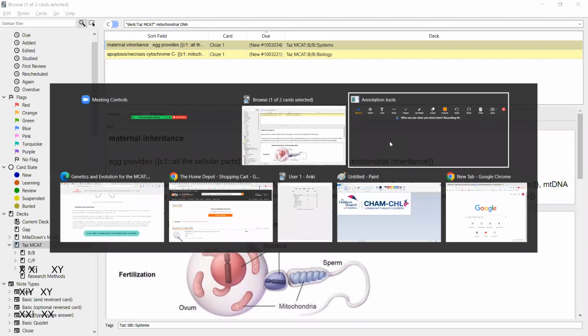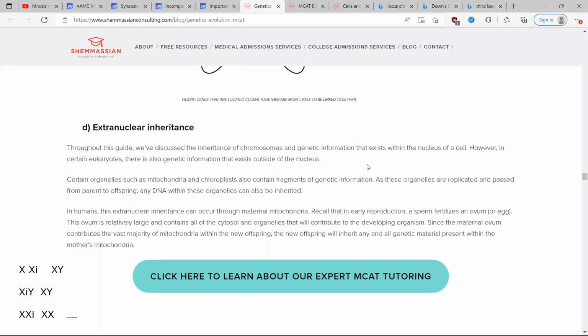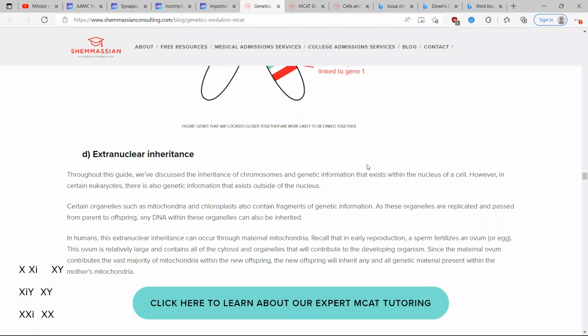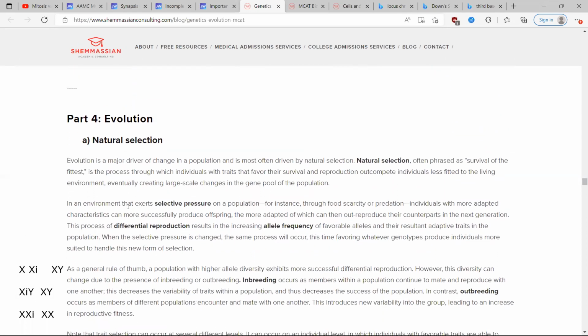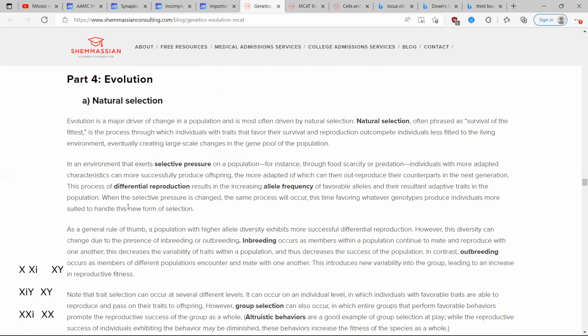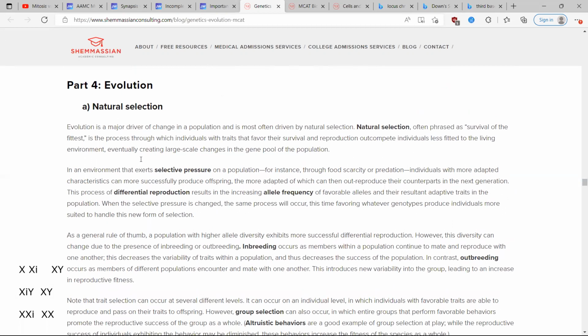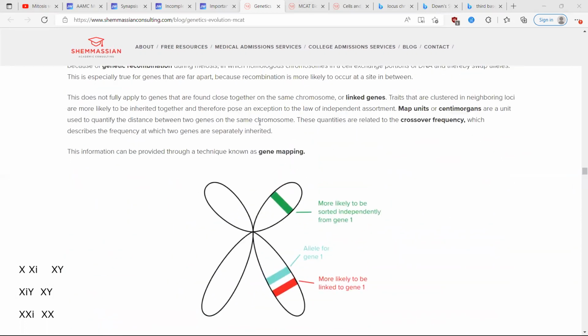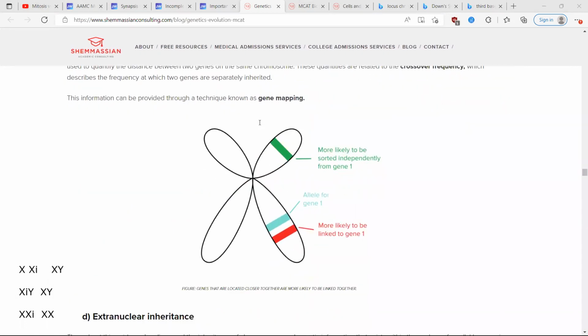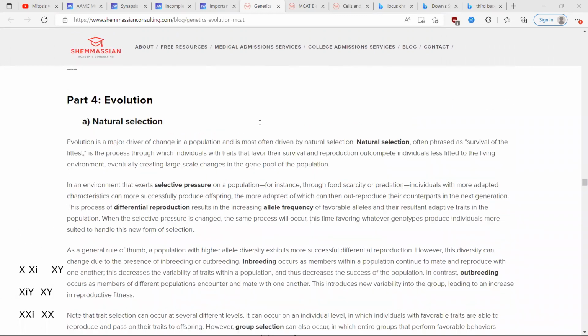Anywho, so extranuclear inheritance, that's what they were talking about. Extranuclear meaning inheritance of genetic material outside of the nucleus. And one option for that is the mitochondria. All right, now we are on to evolution. Before we move on to evolution, any questions about everything that we covered with genetics and genes and alleles and all that good stuff?